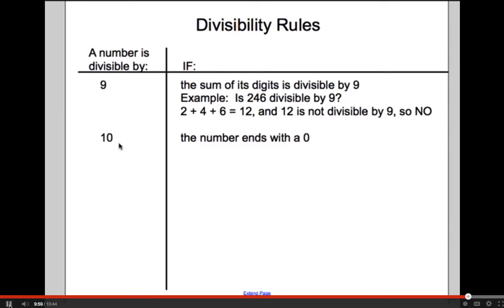And finally, a number is divisible by 10 if the number ends with a 0. Multiples of 10 always have a 0 in the ones place. So 10's pretty easy. Make sure you have all of these divisibility rules in your notes. You can also find these divisibility rules in the student reference book on page 11 and in your math journal on page 14. So these rules will be posted in 3 different places. The reason for that is we want them to be handy for you at any time that you need them.